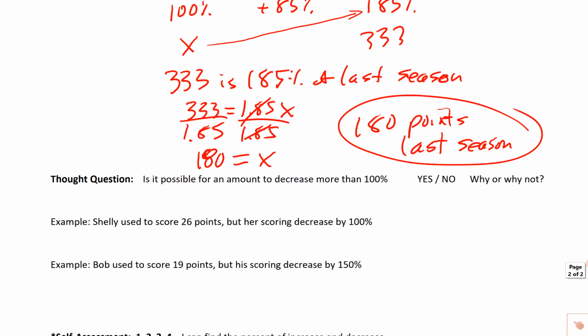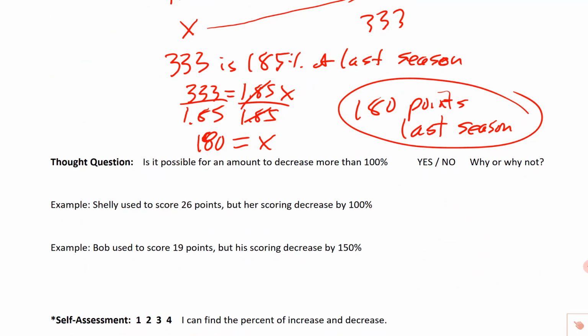And then let's slide down here to a couple of thought questions before we go on. Is it possible for an amount to decrease more than 100%? The answer is either yes or no, and we want to know why or why not. So if you think about that for just a second, again, we're always comparing to 100%. So let's say we decrease 100%. If we decrease 100%, that means there's 0% left. It's gone. So that's about as low as you go. So we suspect the answer is no, so I'm going to go ahead and put a circle around that.